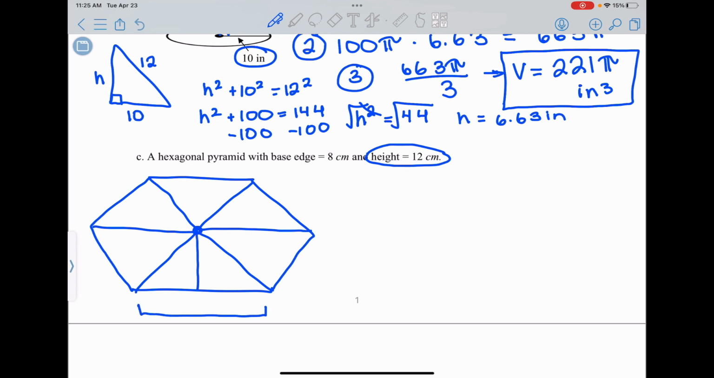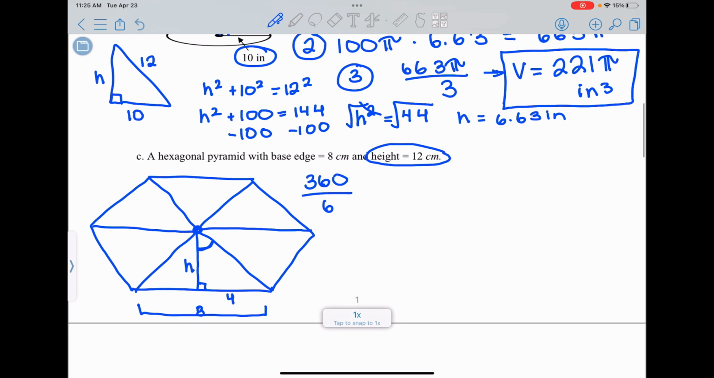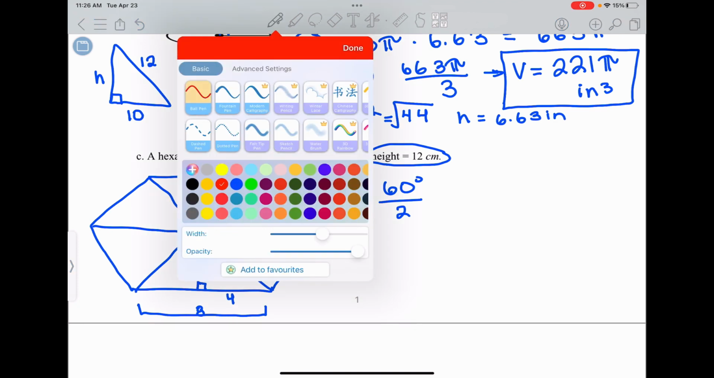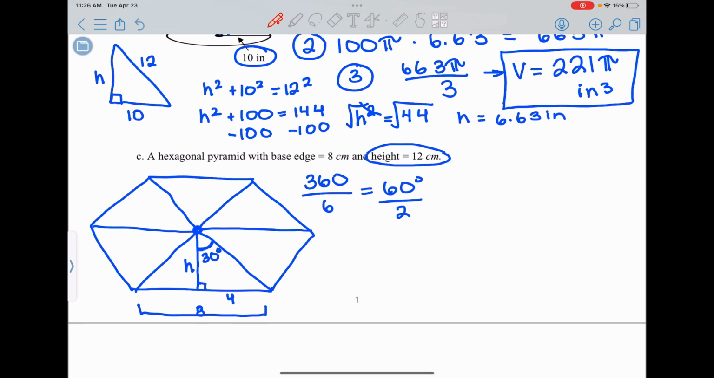Since this base edge is 8, I know that half of it is 4, and I need to find the height of each triangle. In order to do that, I'm going to start by finding that angle measure. So 360 degrees divided by 6 for my 6 triangles gives me 60 degrees. But then since I only want half of it, I'm dividing by 2, which gives me 30 degrees. I am now going to label opposite, adjacent, and hypotenuse.